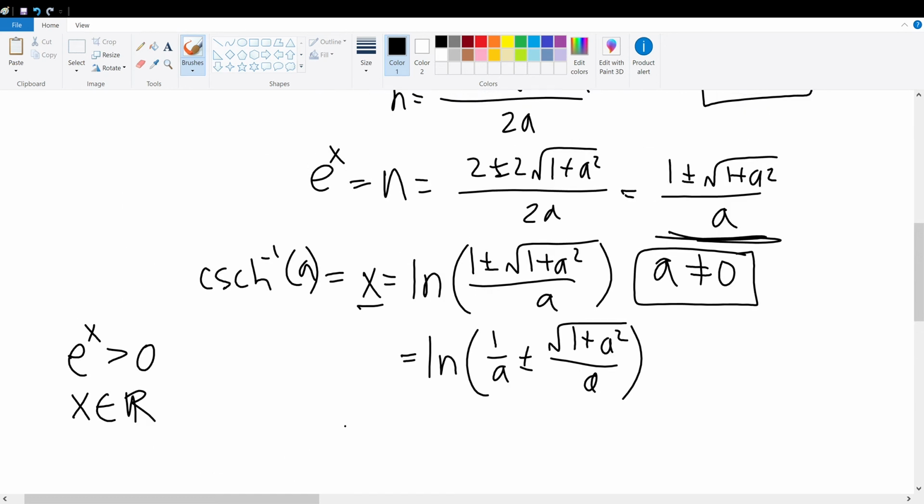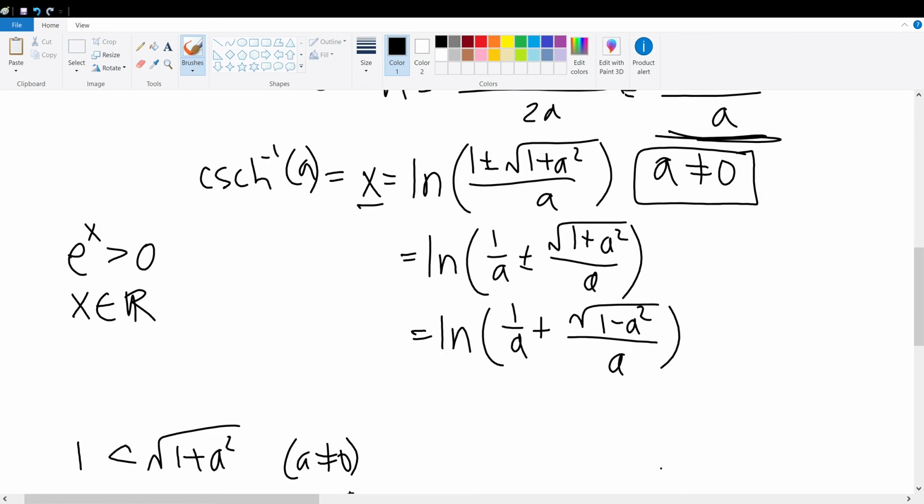Therefore, if we know that e to the x will always be greater than 0 and that the quantity inside the natural log cannot be a negative value, we know that the expression 1 over a must take the plus symbol of the plus minus sign. Because if it's minus, remember, 1 is less than the square root of 1 plus a squared. Therefore, if it's negative, it would become a negative quantity within the natural log. It would not make this equation true.